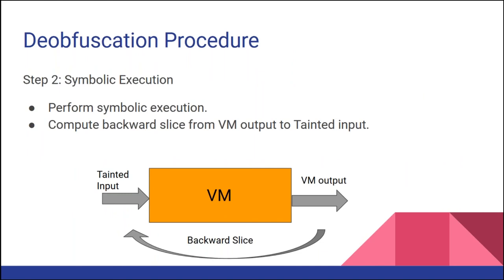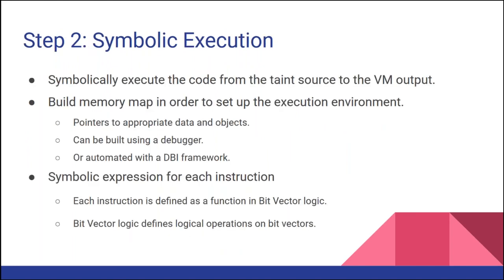So the final step in our deobfuscation procedure is symbolic execution. What we do is perform symbolic execution and then compute the backward slice from the VM output to the tainted input. So I'll go over some of the details of these steps so we can understand what is going on over here.